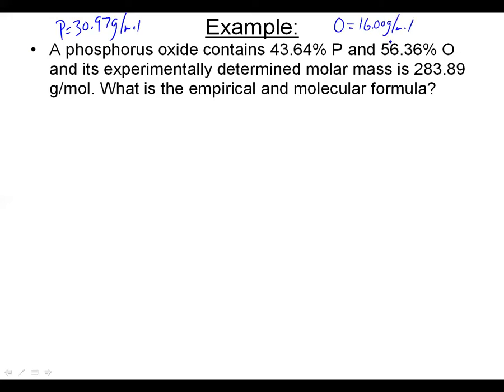So again, here we're looking for the empirical formula and the molecular formula of this particular compound. So why don't you take a couple of minutes or so and see what you come up with. Again, if you have any questions, feel free to type them into the box.